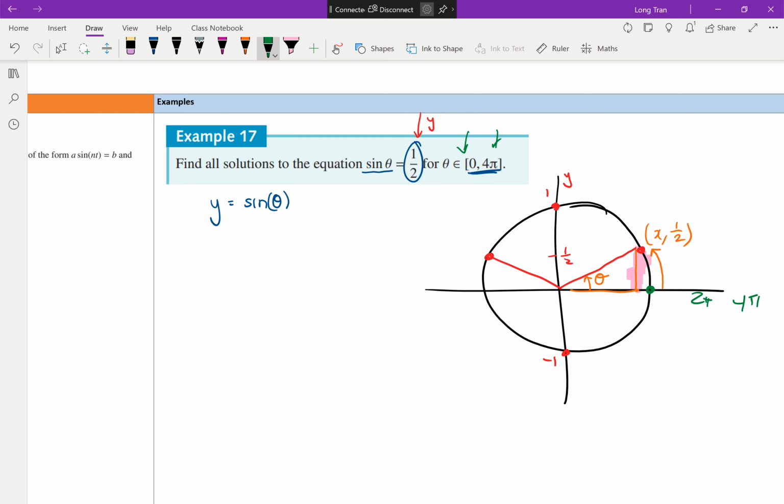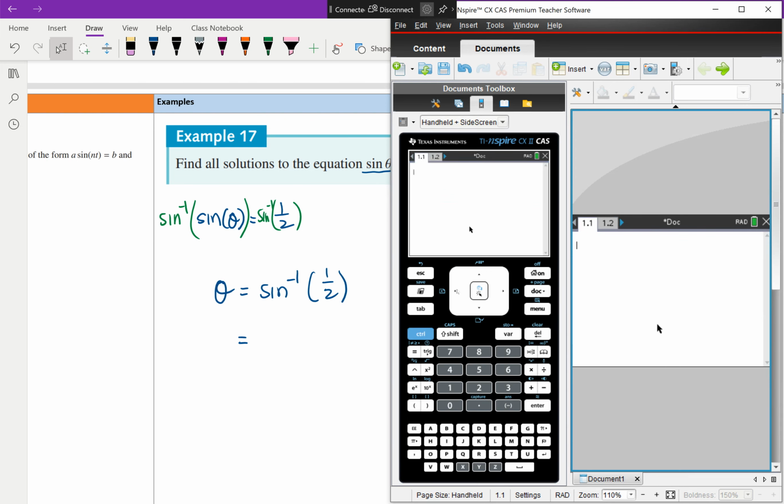We're going to get rid of the sine by doing sine inverse on the left and sine inverse on the right. You will now have theta is equivalent to sine inverse of half, but we know there are infinitely many answers. See, if you try this on your CAS, watch what happens. If I try this on my CAS, you're not going to get an answer. This is why students get confused here.